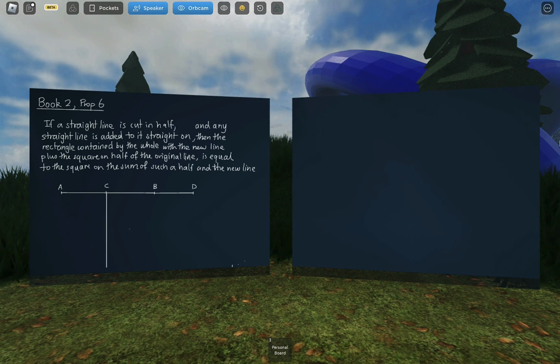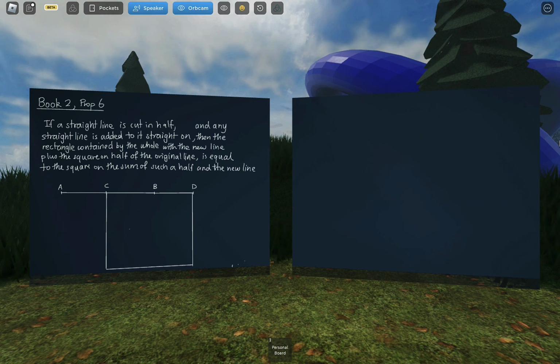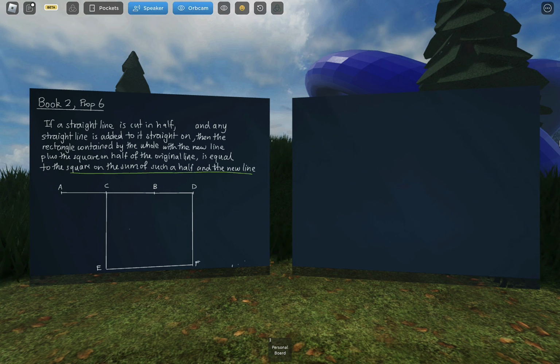And we're going to compare that to a square, so let me draw the square first. So this is CE, FD. This is this part, right? The square on the sum of a half and the new line. They just seem to be almost the same size. That's an accident and a mistake. But that's the square. So that's the thing that we're going to add up these other areas to get. Okay.